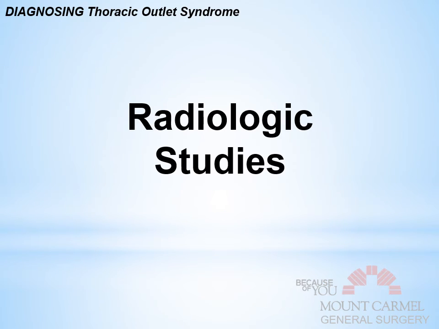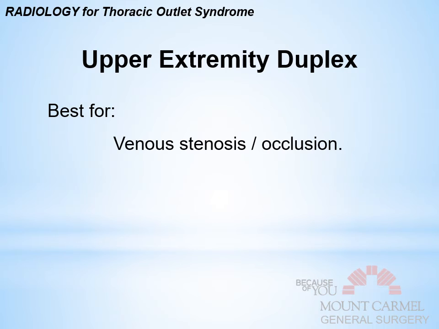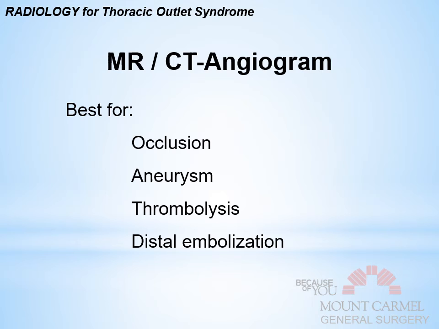All right. Next are the radiologic studies. So I assume not many people are ordering plain C-spine films for this initially. But if you do, you'd see cervical ribs and elongated C7 transverse processes that might be the pseudo cervical ribs that might be at play here, or degenerative spine, or of course bone tumors or lytic lesions. The best first test for most of this, especially if they're having obviously vascular symptoms, is the upper extremity duplex. This is used mainly for venous disease, but could obviously be used for arterial disease as well.